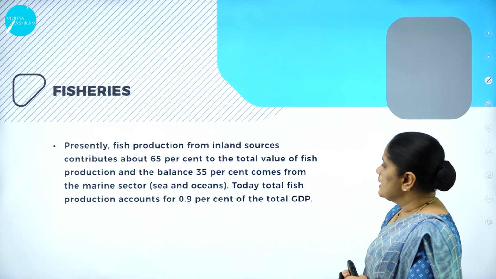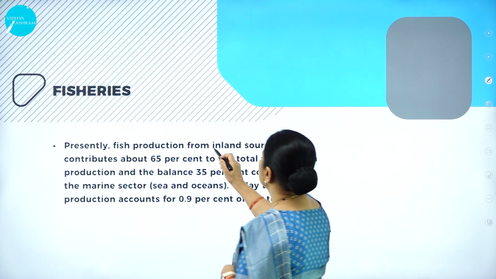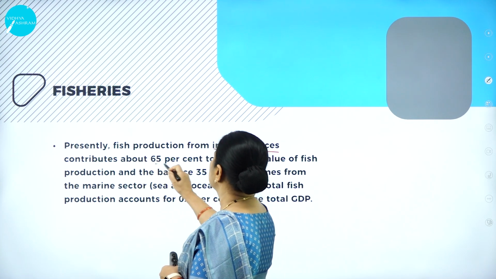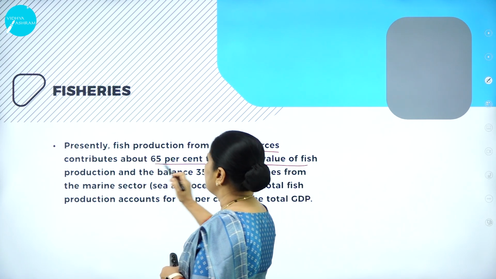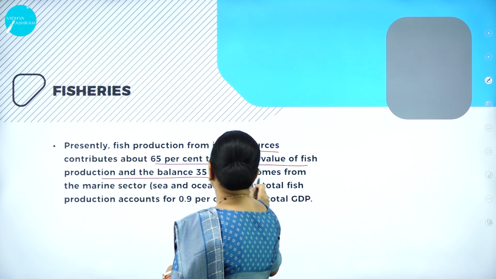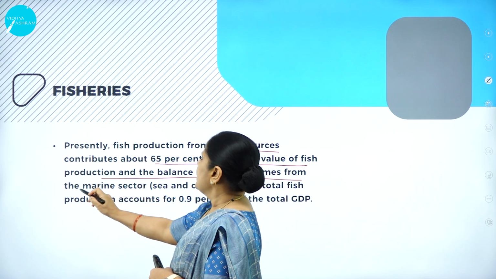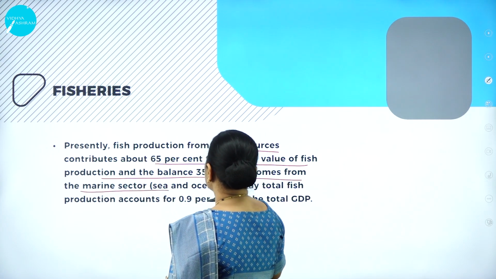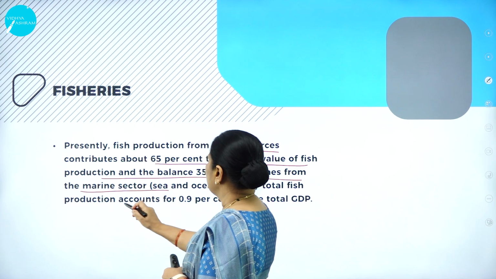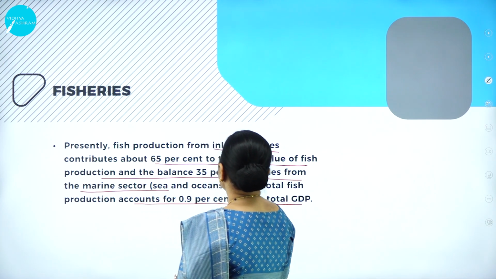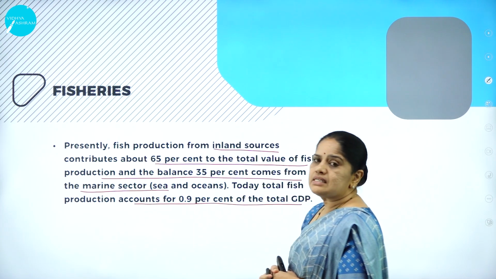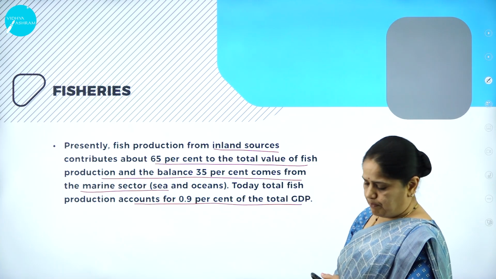Presently, fish production from inland sources contributes about 65% to the total value of fish production, and the balance 35% comes from the marine sector, that is the sea and the oceans. Today, fish production accounts for 0.9% of the total GDP.